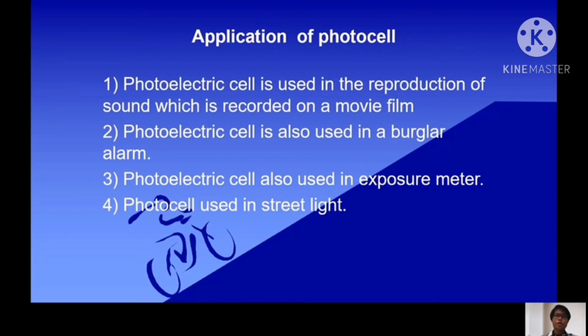Photoelectric cell is used in the reproduction of sound which is recorded on a movie film. In the movie, film sound is recorded on a film of action in the form of a thin transparent strip. This thin transparent strip is called the soundtrack. The transparency of the soundtrack depends on the variation of the frequency of sound recorded. Using photocell, sound is reproduced from the soundtrack.